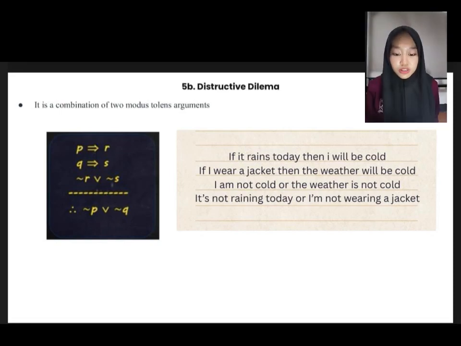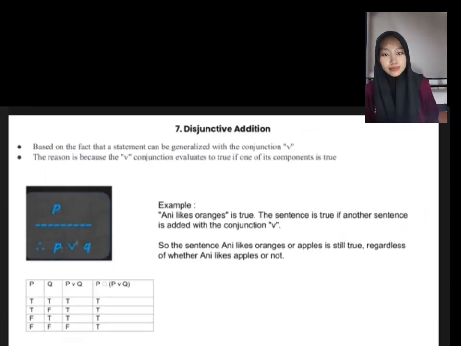If it rains today is P, then I will be cold is R. If I wear a jacket is Q, then the weather will be cold is S. I'm not cold is not R, or the weather is not cool is not S. So the conclusion is, it's not raining today is not P, or I'm not wearing a jacket is not Q.